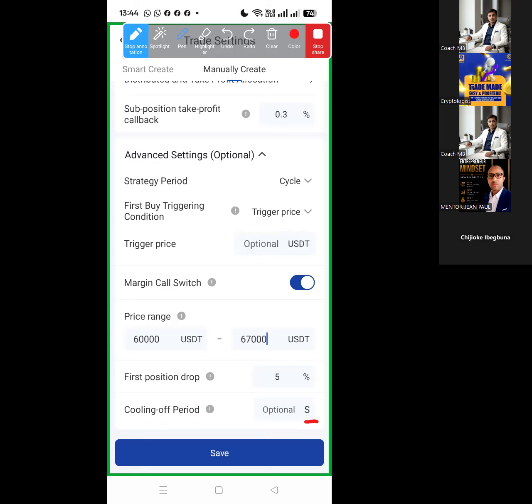So suppose you want the robot to wait for at least 1 minute before it starts another cycle. In the second cycle, you can put here a 60 seconds time, right? You have to put a seconds time. Suppose you want the robot to buy for you after 1 minute, after it has sold the initial cycle, then it will keep on waiting for another 60 seconds. Suppose you want the robot to wait for at least 5 minutes more.